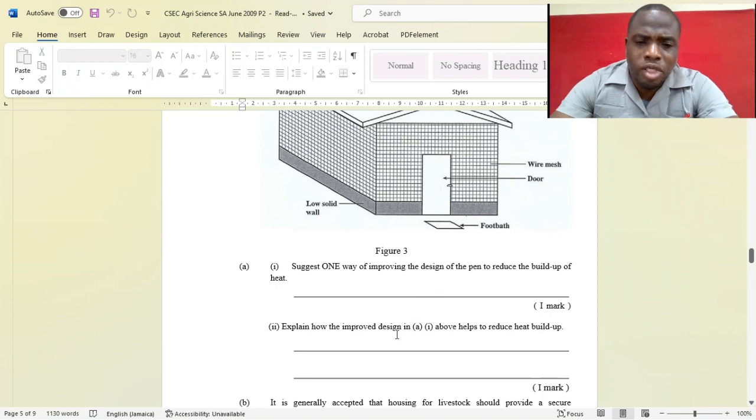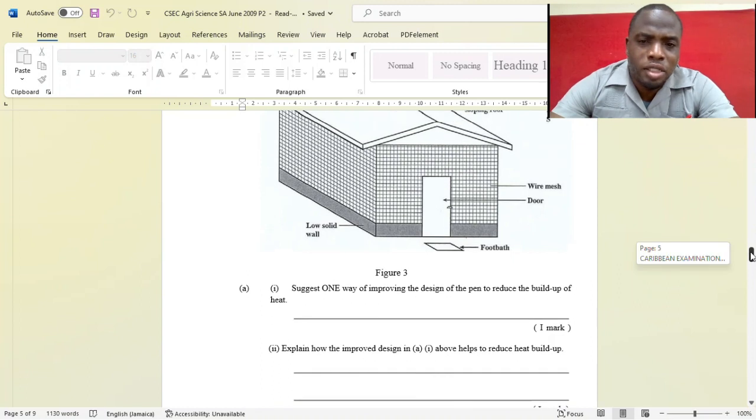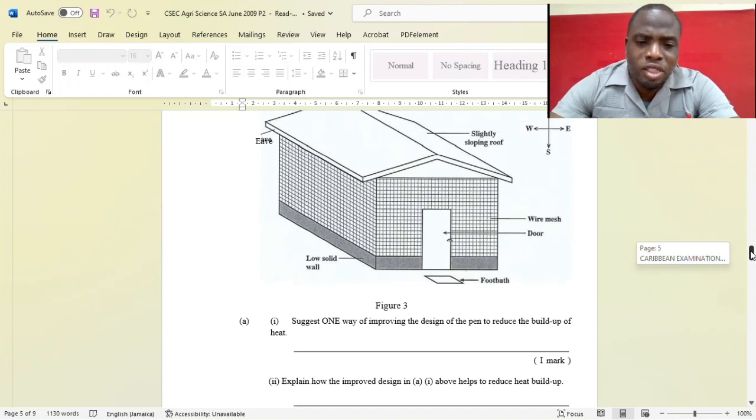And we're going to be talking about part 2, where it says explain how the improved design works. Starting with the door, definitely if we make the door out of mesh, the same as the mesh that is around the poultry house, it would assist with better ventilation. Ventilation allows for air exchange of gases, and that will definitely keep your house cooler.